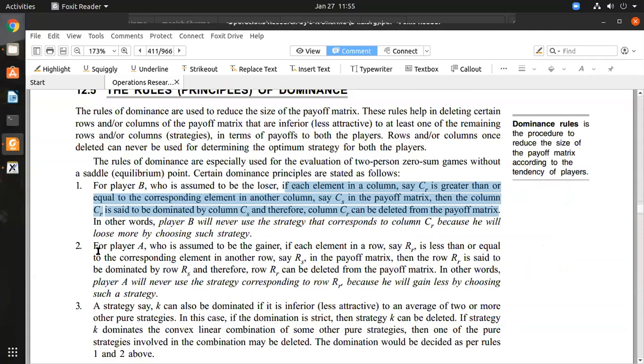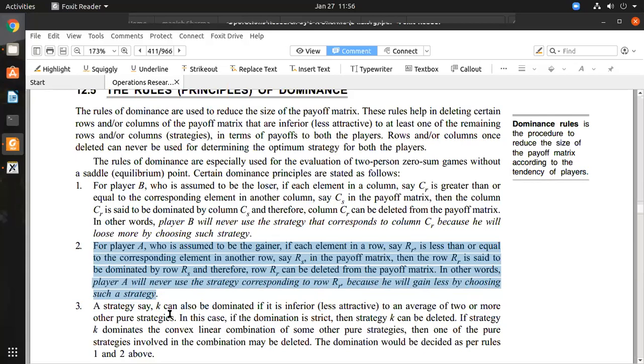Yes, sir. Same goes with player A. Say, for player A, who is assumed to be the gainer or the winner, if each element in the row, say RR, is less than or equal to the corresponding element in the other row, say RS, then in the payoff matrix the row RR is said to be dominated by RS, and therefore RR can be deleted from the payoff matrix. In other words, player A will never use the strategy corresponding to row RR because he will gain less by choosing such a strategy.